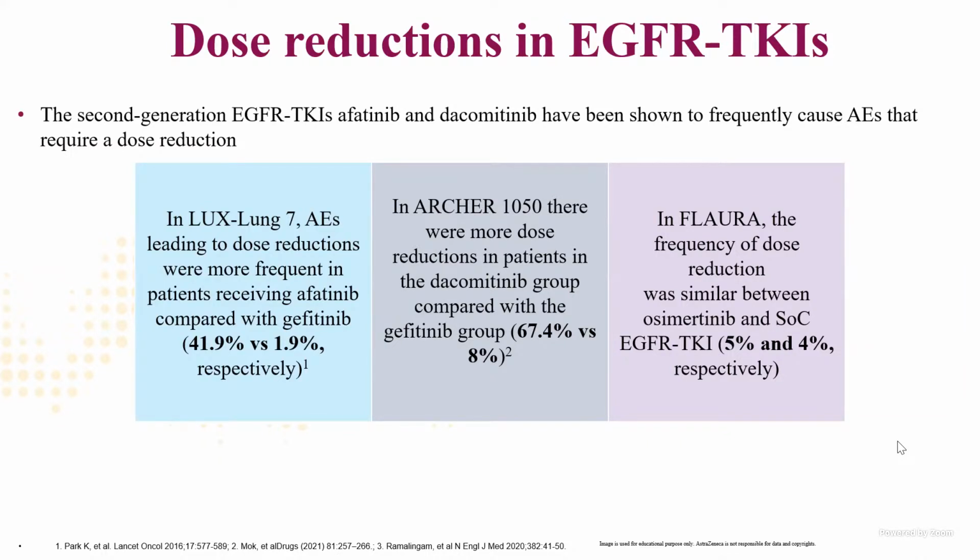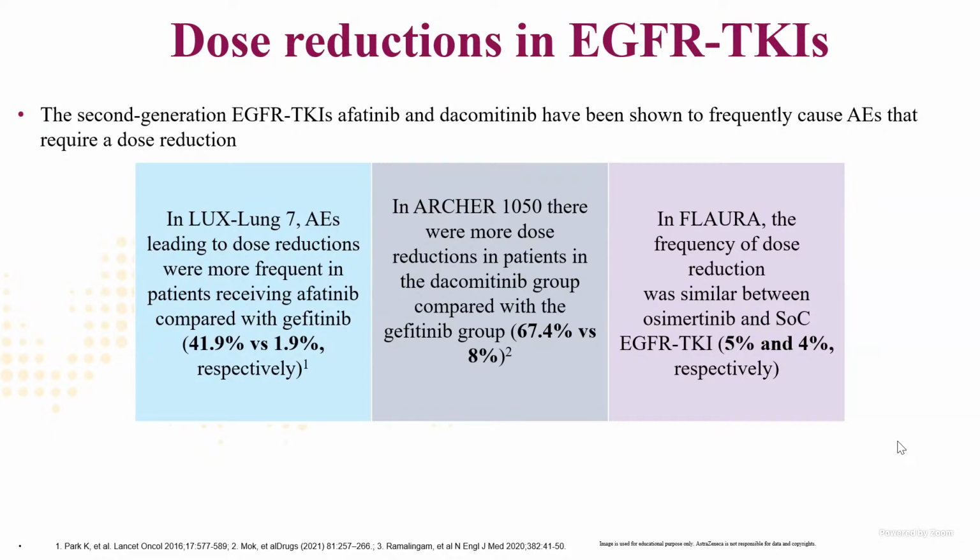So, dose reductions in EGFR TKIs. The second generation EGFR TKIs afatinib and dacomitinib have been shown to frequently cause adverse events that require a dose reduction. Coming to LUX-Lung 7, adverse events leading to dose reductions were more frequent in patients receiving afatinib compared with gefitinib, and this is 41.9% versus 1.9% respectively. So approximately 50% of the patients required dose reduction for afatinib.